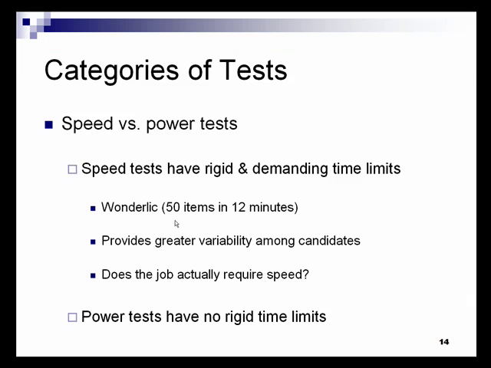Now let's quickly move on and talk about the different categories of tests. The first category is a difference between speeded versus power tests. Speeded tests have rigid and demanding time limits. Remember when I said that the NFL used the Wonderlic, an intelligence test, to assess draft recruits? Well, it's a speeded test because there are 50 items and you have only 12 minutes to take the test. A speeded test is a good way to provide some serious variability among candidates.